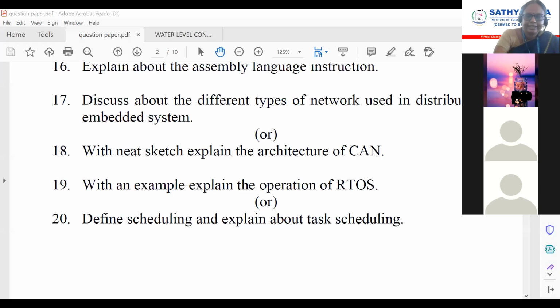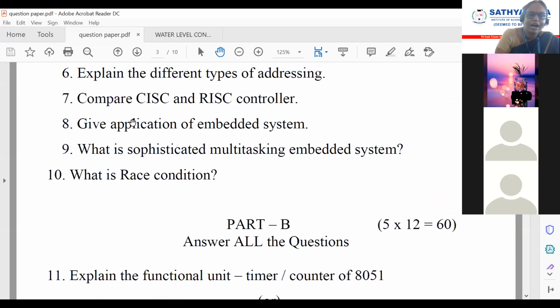Okay, I think the next question is: give the application of embedded system. I think you are all well known about our embedded system applications. Smart light, he has explained today. Uma Mageshwari is going to take water level control. Okay, and so many applications you people have explained now. Street light. Okay, so you can write washing machines. There we can write so many applications.